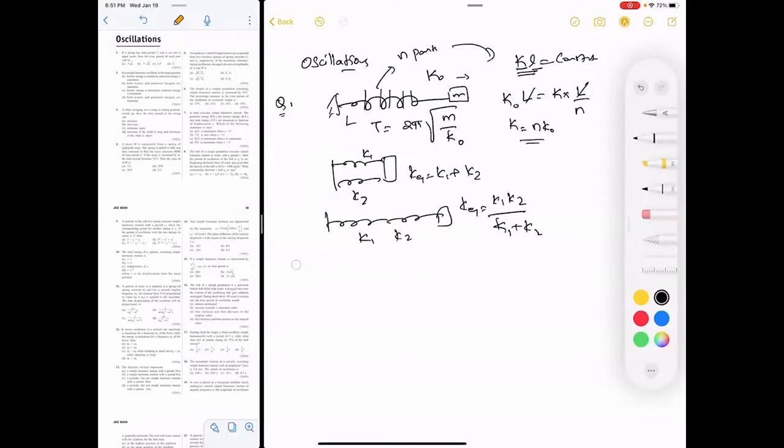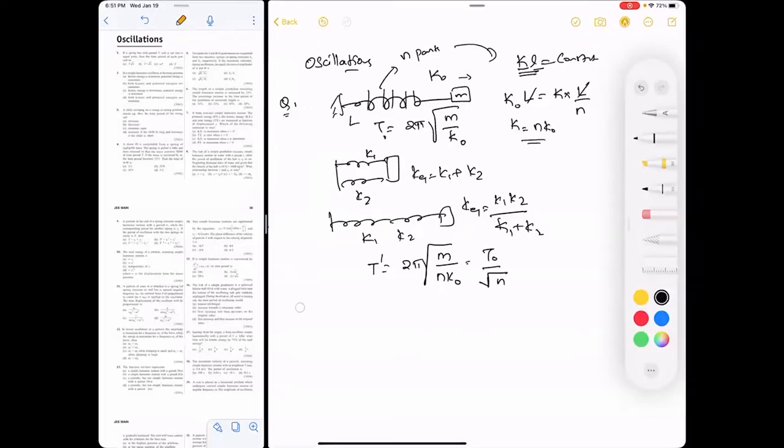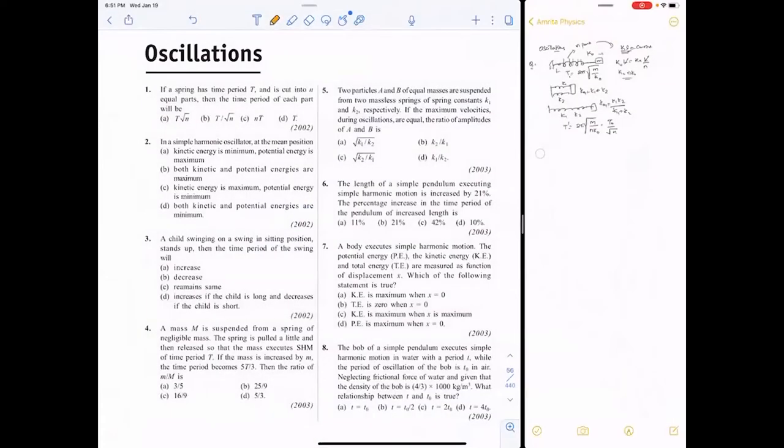So what happens to the new time period? T dash is 2 pi root m by K. The mass of the block is still the same, and K becomes N K naught. Letting the original period be T naught, this is T naught by root N. So T by root N is the answer.